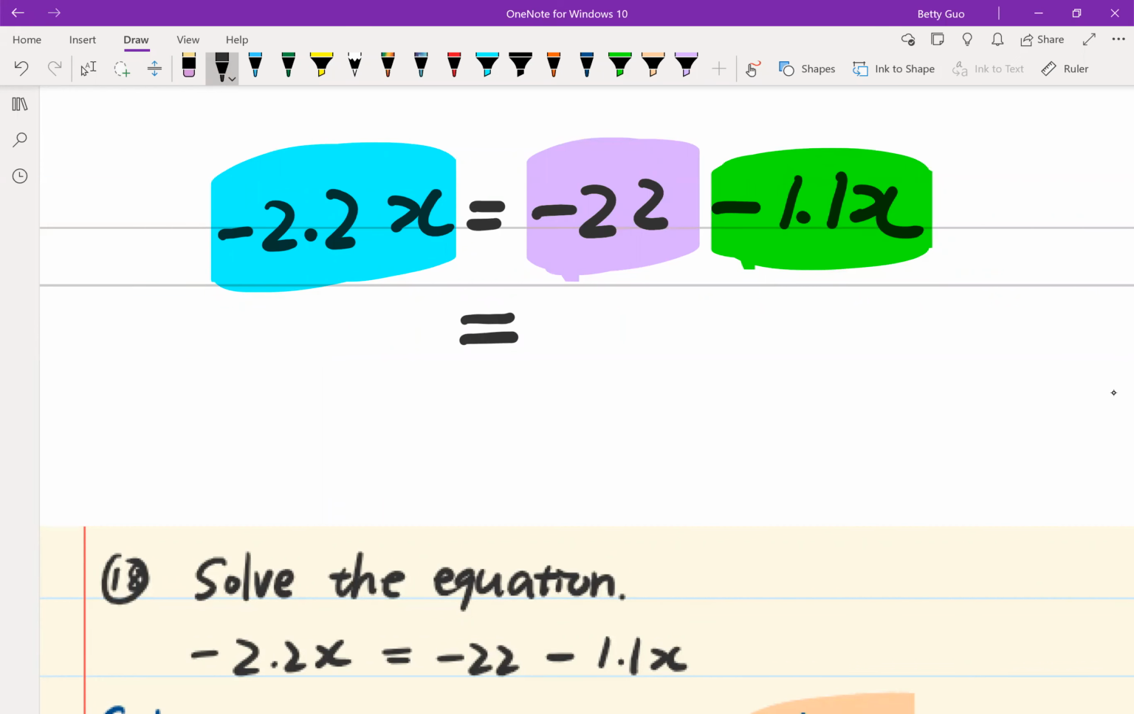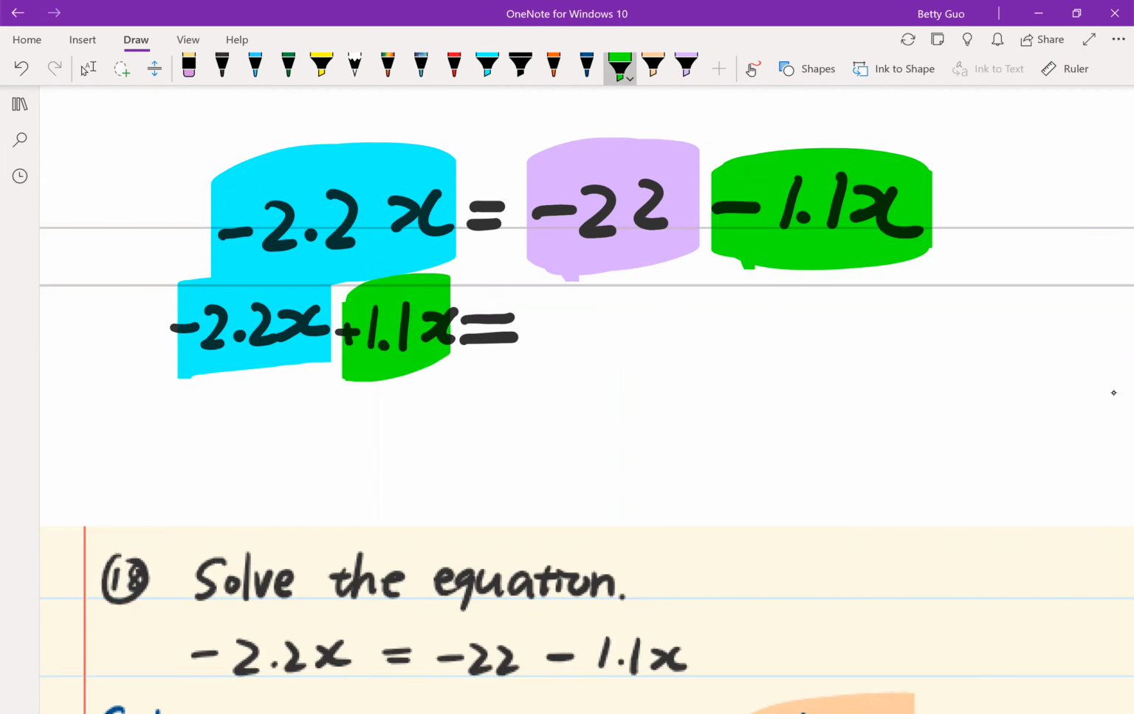How do you deal with the blue term? Do you just copy it down? You don't change it at all, right? How do you deal with the green term? Do you move it over? You move the green term over, right? Everybody? Yes? So negative 1.1x becomes positive 1.1x on the left.